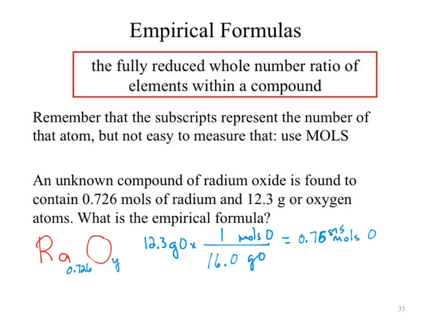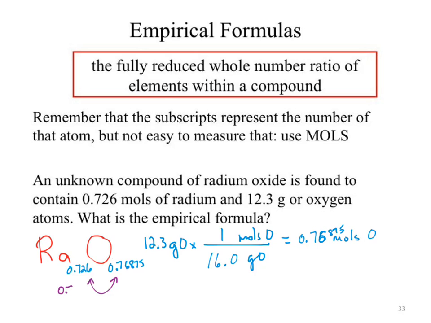So we can now take that information back to our formula, and now what we've got is our formula being radium 0.726, oxygen 0.76875. Those are pretty ugly looking numbers. What do we go through and do? We need to find the whole number value. So what we're going to do is compare those two numbers. Which one is smaller? The radium one.